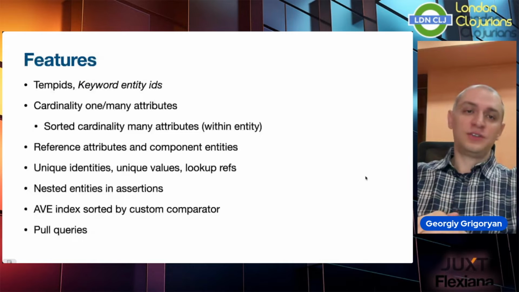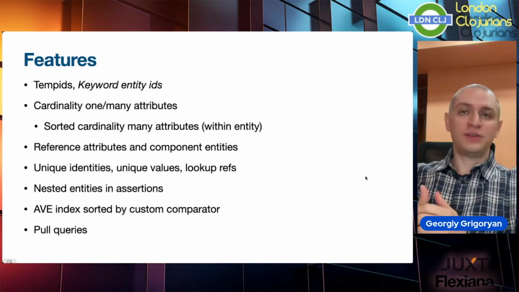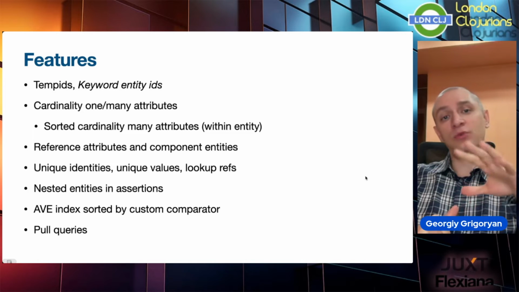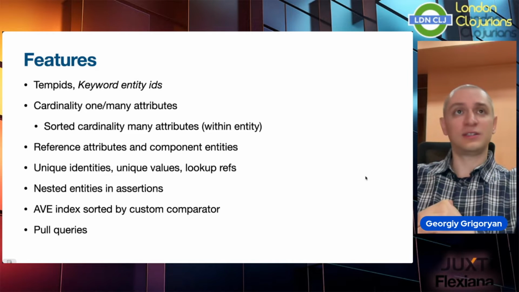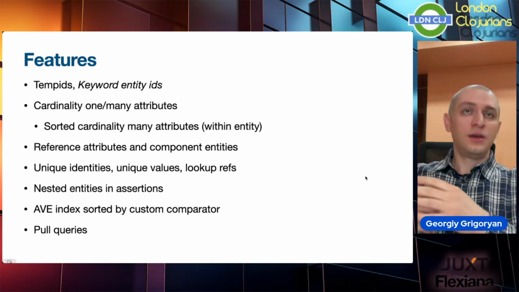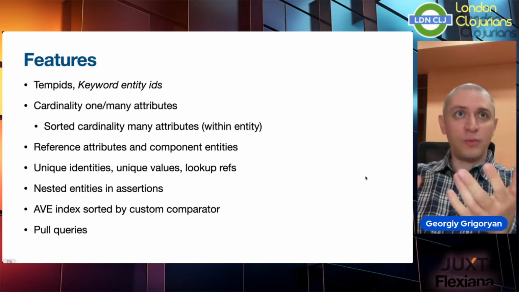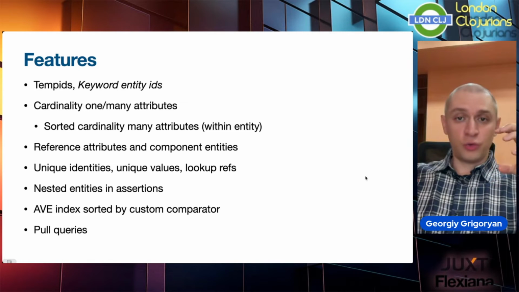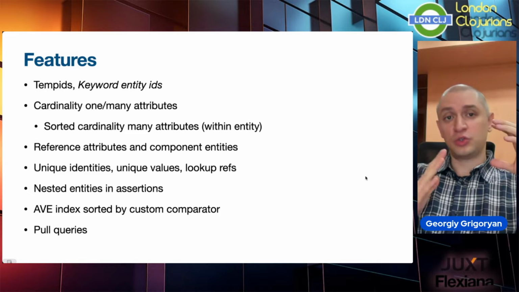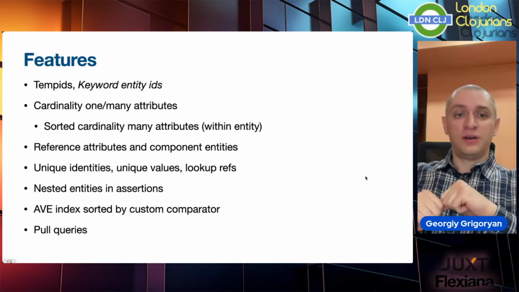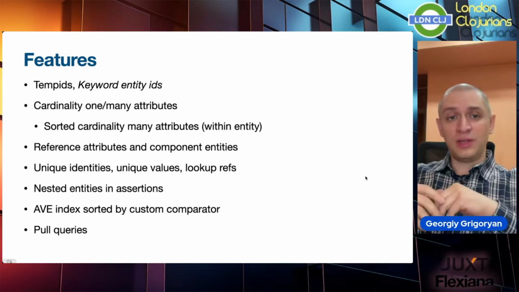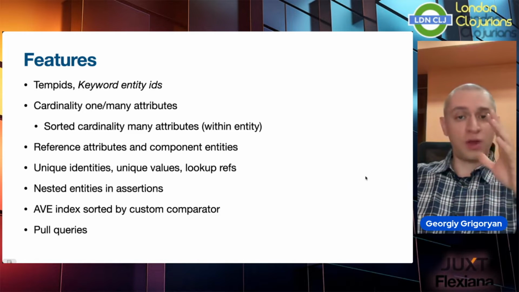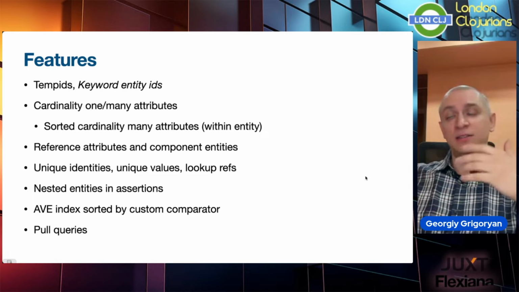These are just some features really quick, all very familiar to you if you know Datomic. Temp IDs. Keyword entity IDs give you nice programmatic names, which is something that's not in Datomic or DataScript. You have attributes that can be cardinality one or many. For cardinality many attributes, a unique feature is that you can store them within an entity in a sorted order. You have reference attributes and component entities. Unique identity values are also supported. Lookup refs are supported. Nested entities and assertions.